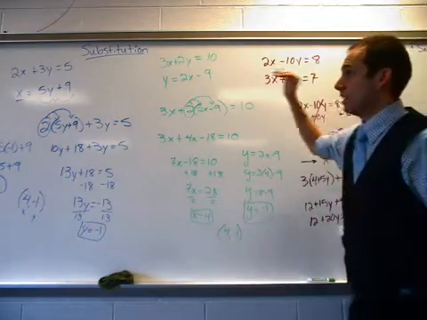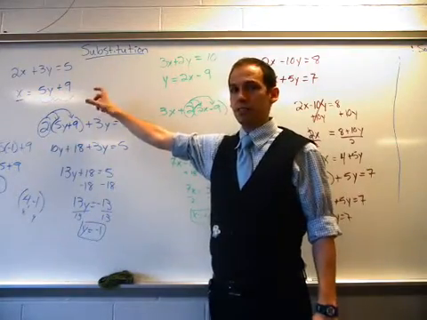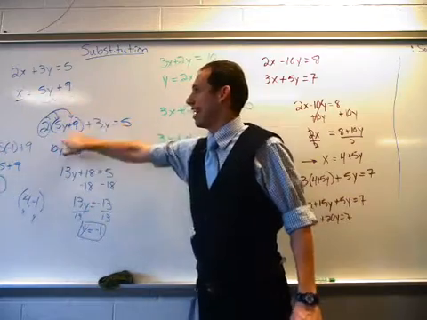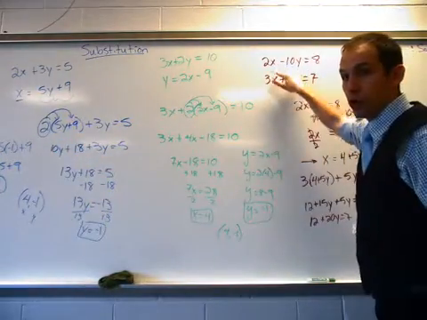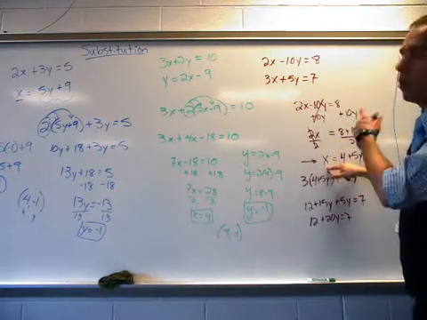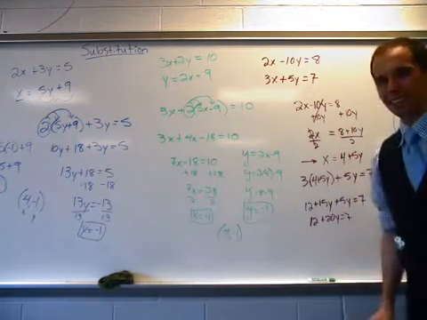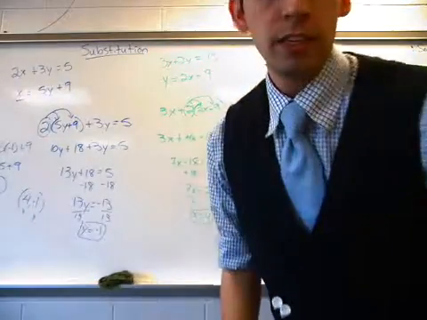But the idea is substitution works when you know what one of the variables is, and you can substitute this value in for that variable. If you don't have an equation that tells you one of the two variables, you need to rearrange and manipulate one of the two equations and then substitute back into the second. Okay? So I'm going to go on and move on to elimination.